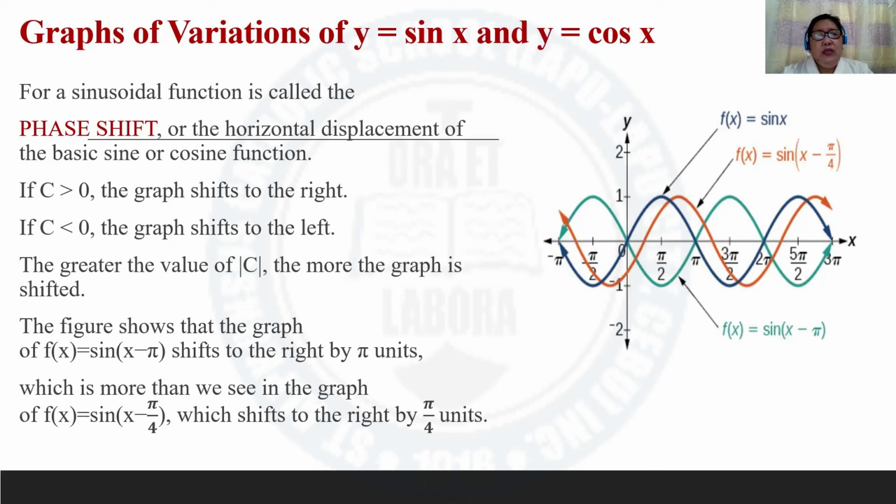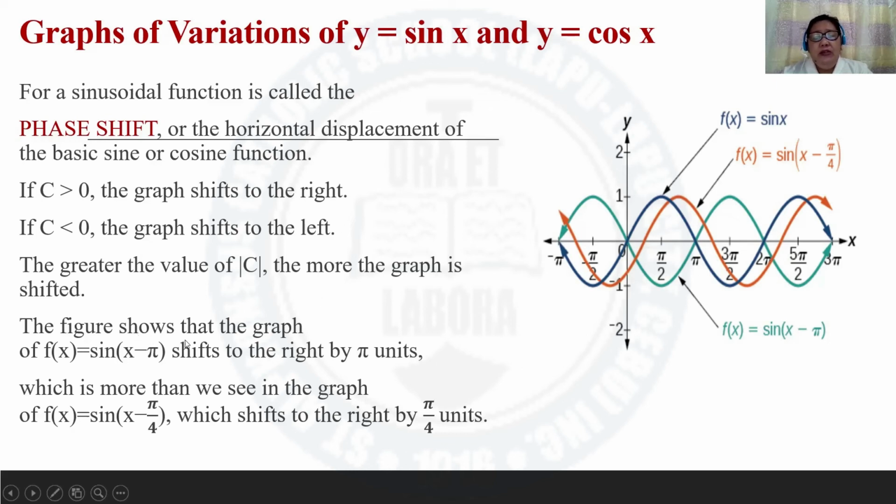For a sinusoidal function, c is called the phase shift or the horizontal displacement of the basic sine or cosine function. If c is greater than 0, the graph shifts to the right. If c is less than 0, the graph shifts to the left. The greater the absolute value of c, the more the graph is shifted.